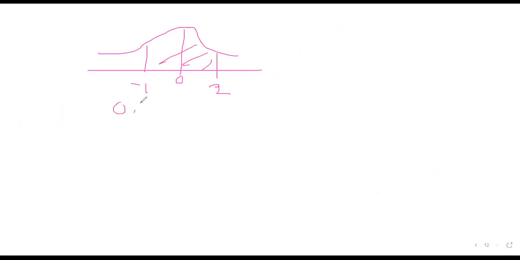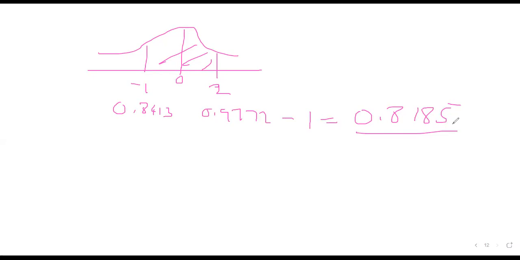But the tricky part comes when you're having a sandwiched interval. We have a number here and a number there. Maybe there's negative 1 there and a positive 2 there. So you just add 0.8413 and 0.9772, and the sum total you subtract 1. What we're going to get is 0.8185. That is how we calculate the intervals.